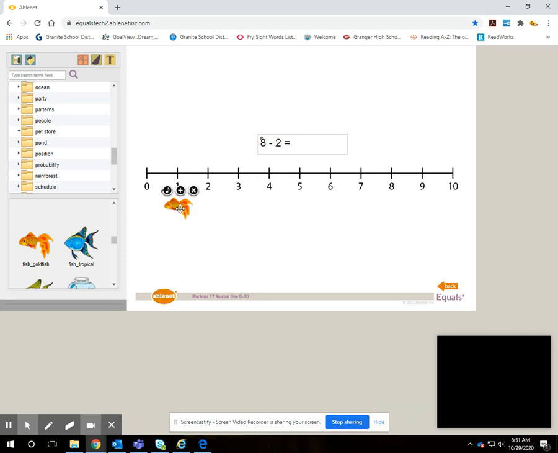So here I have my fish, and I need to have 8 of these fish. So I'm gonna make 8 of them. 1, 2, whoops. I accidentally hit the X button instead of the plus button. All right, so let's get our fish back. 1, 2, 3, 4, 5, 6, 7, 8. So I have 8 fish here, and as you can see, I can line them up so that they go right with my number line.